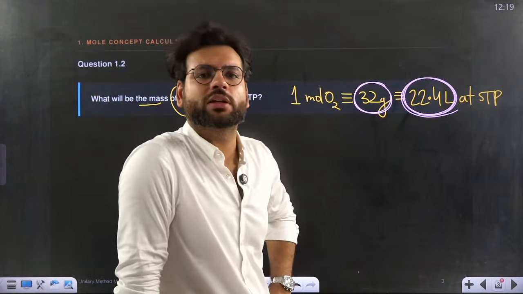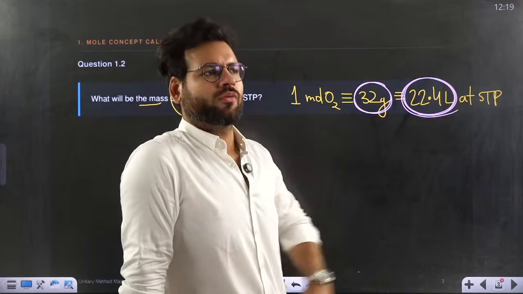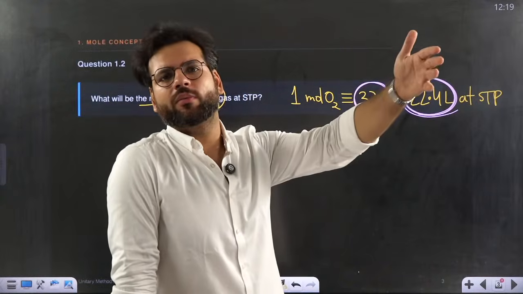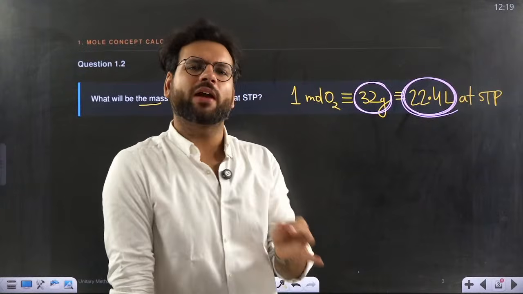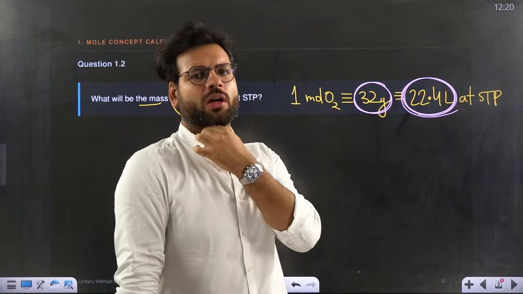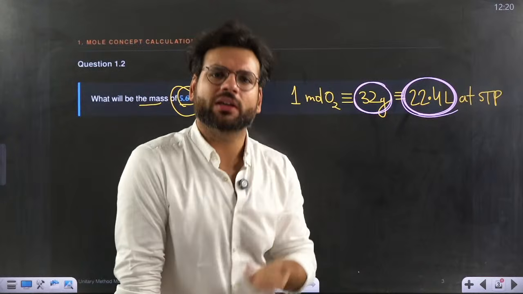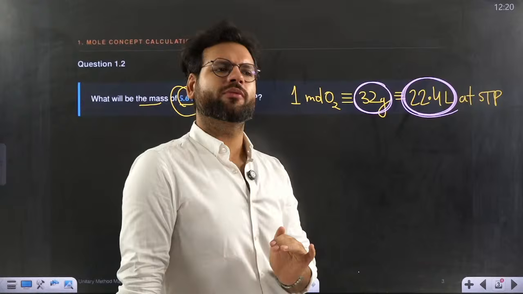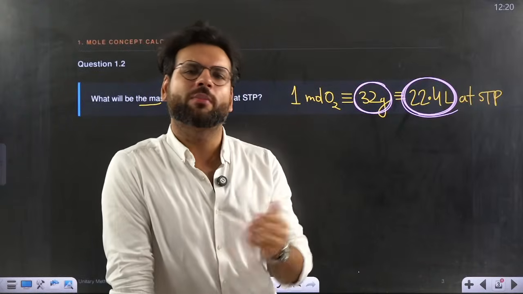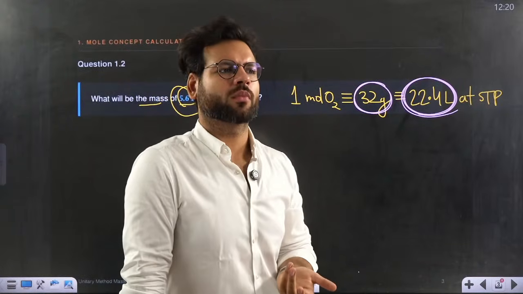22 ka 1/4 is 5.6 only. So 1/4 I did the volume 1/4. Automatically weight will also become 1/4. Both of them are extensive properties, volume and mass. If volume becomes half, mass becomes half. If volume becomes 1/4, mass becomes 1/4. Okay.